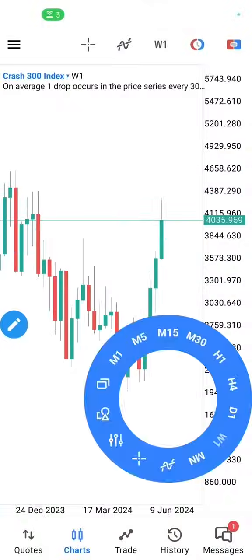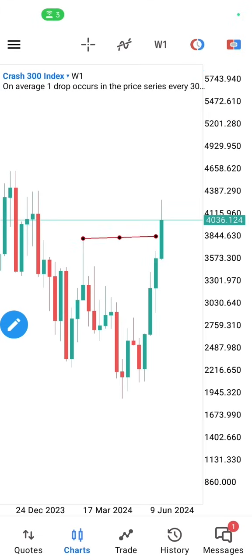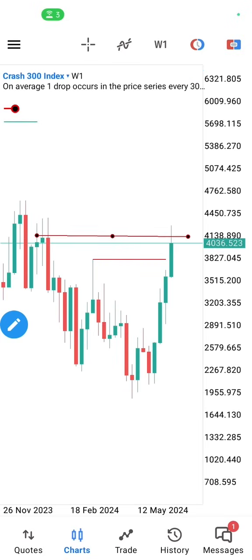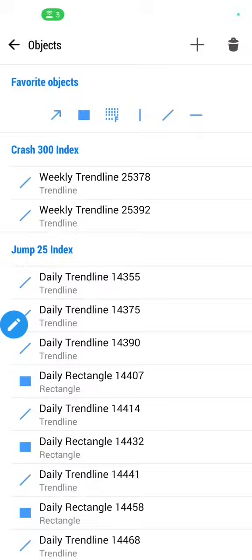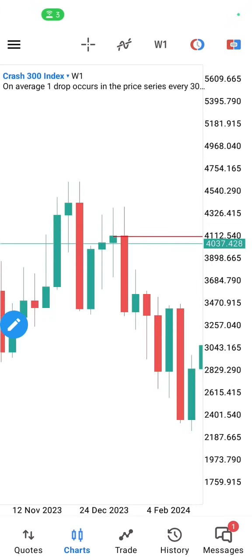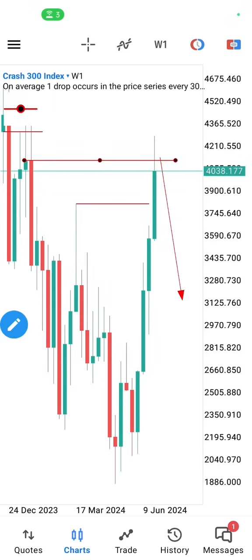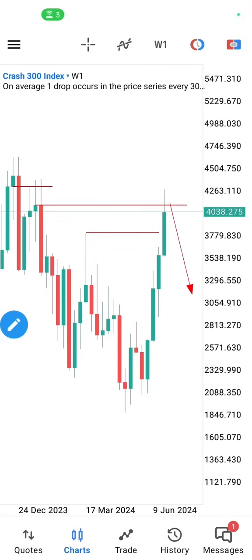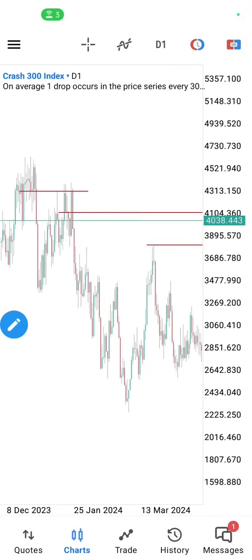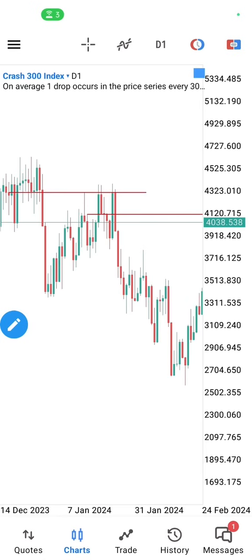Now on to crash 300 index, we can see price did a raid above that high, and after it raided that high, it met with a rejection block, and it has to respect or react off of that rejection block because it's a product of an institutional order flow where price respected that weekly order block. So there's a bearish institutional order flow at play here. Price kept on respecting interest points, like bearish interest points.